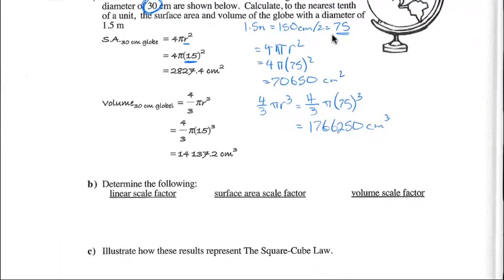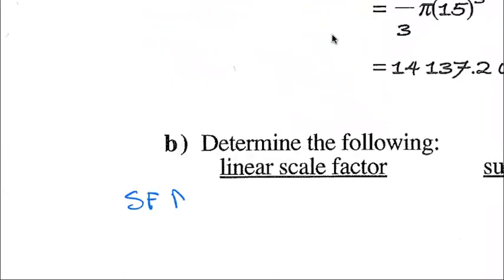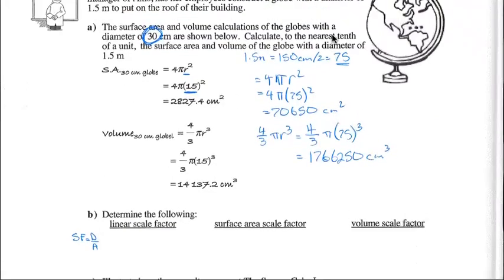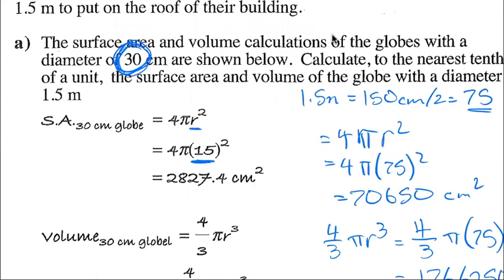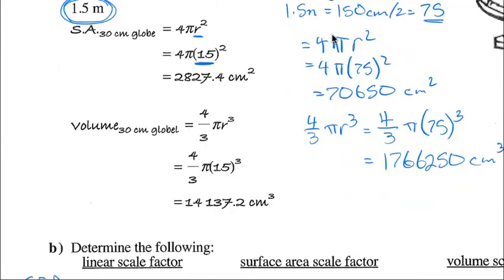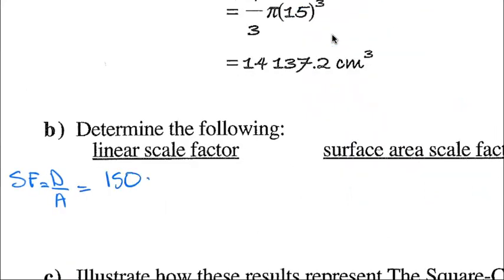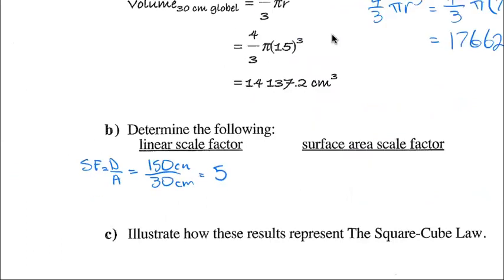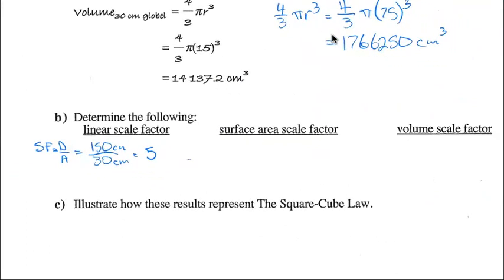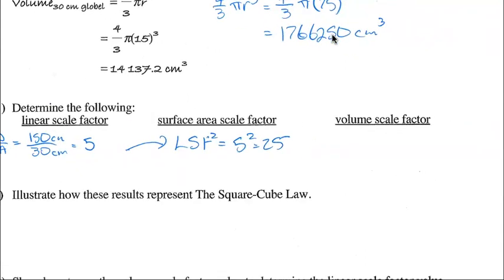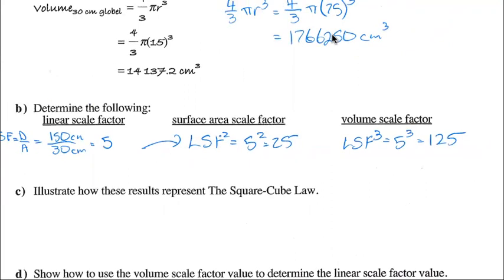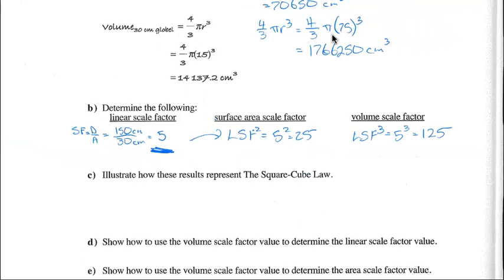What's the linear scale factor? Remember, scale factor is always drawing over actual. We know our original is 30. Our enlargement is 1.5 meters, or centimeters, of course, 150 centimeters, over 30 centimeters. That reduces by doing division. That gives me 5. My linear scale factor is 5. My surface area scale factor, remember, is our linear scale factor squared, which is 5 squared, which is 25. My volume scale factor is my linear scale factor cubed, which is 5 cubed, which is 125. Easy way to determine those. First, figure out your linear scale factor, then you can square or cube.